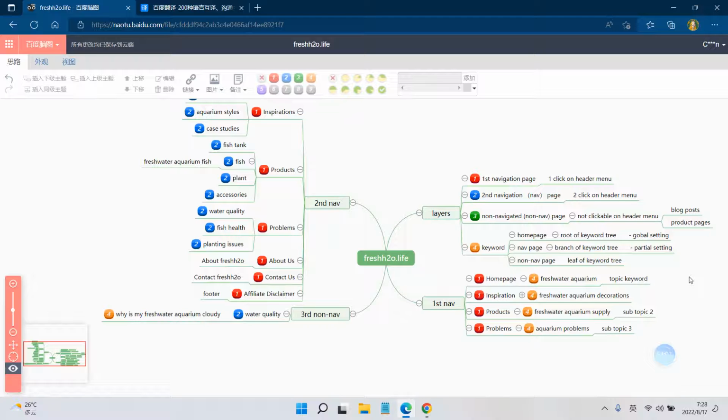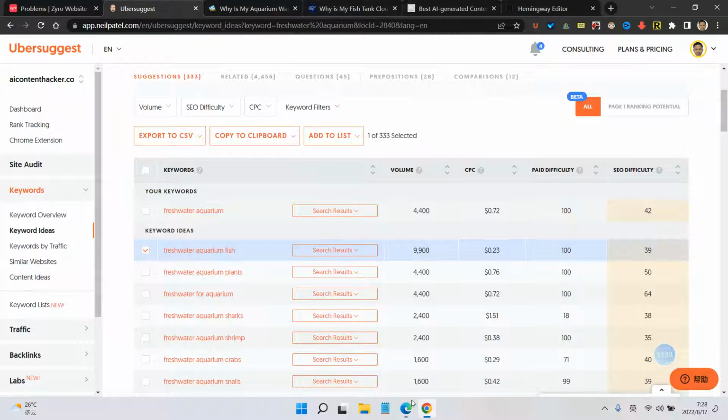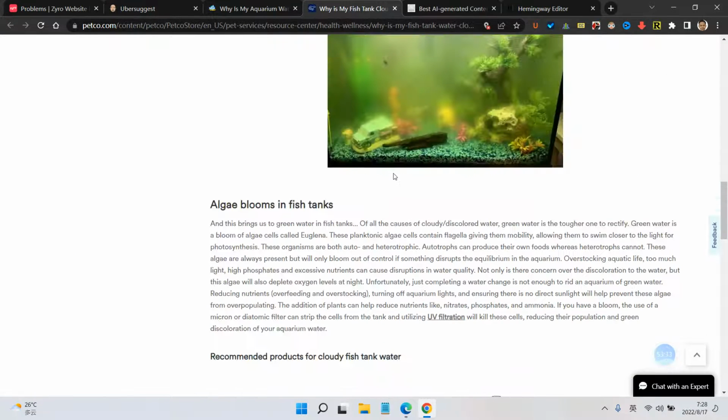So this is what I am thinking about, the keyword tree, and I will build this website based on this kind of keyword tree and update them. And maybe in the future I will show you how I read the articles, something like this one, and how I am going to compete with them and how I got ranked.